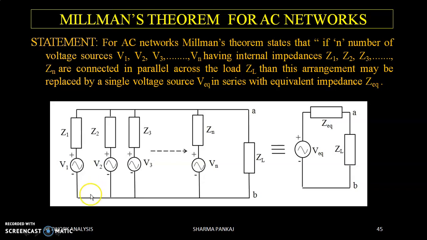Today, in the subject of network analysis, we are going to study Millman's theorem for AC networks. The statement is in front of you. For an AC network, Millman's theorem states that if n number of voltage sources, that is V1, V2, V3 up to Vn, having internal impedances Z1, Z2, Z3 up to Zn respectively, are connected in parallel across the load ZL.